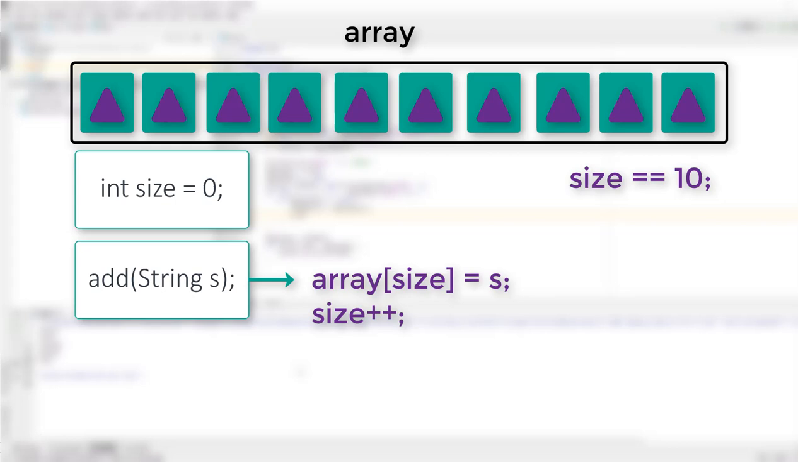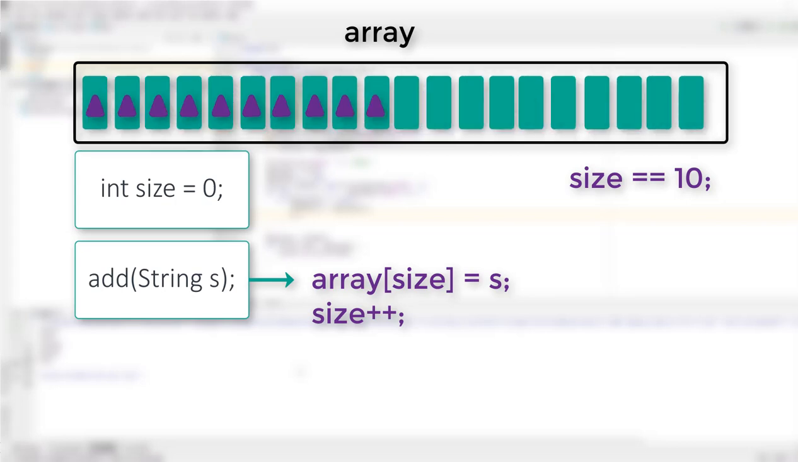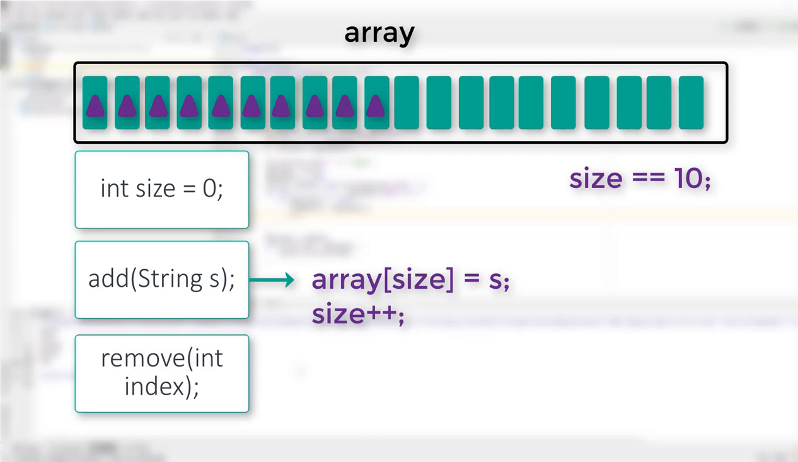If the array is full, that is size equals 10, a new array is created, and it's twice as big as this one. And all the values will be copied from the old array to the new one. We'll also create method remove, which will accept as a parameter the index of the element to be removed. This method will not return anything. What else will it do?